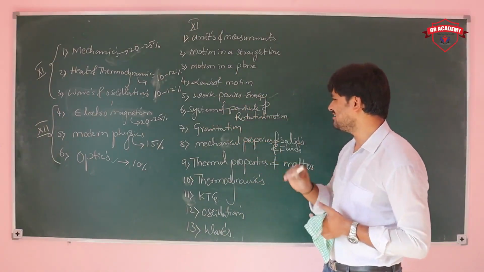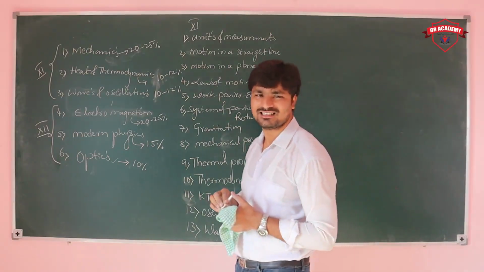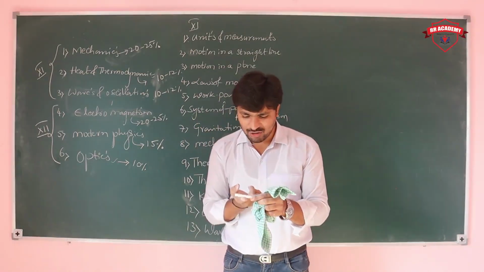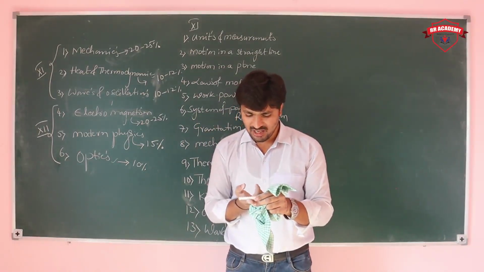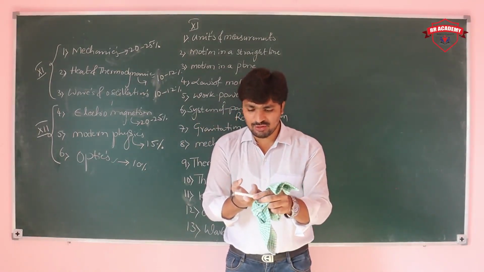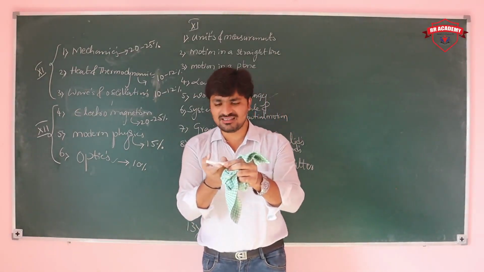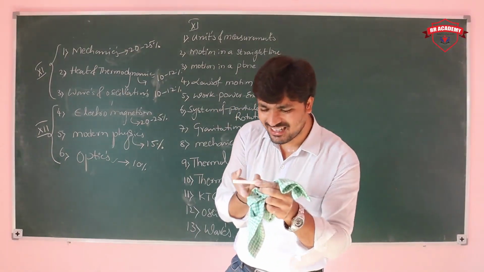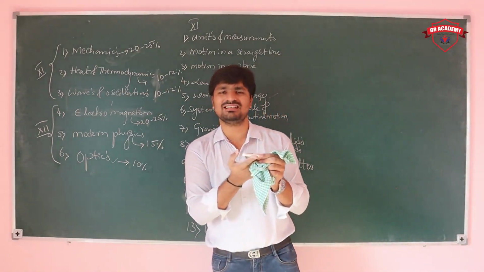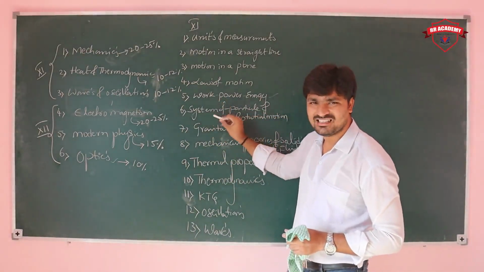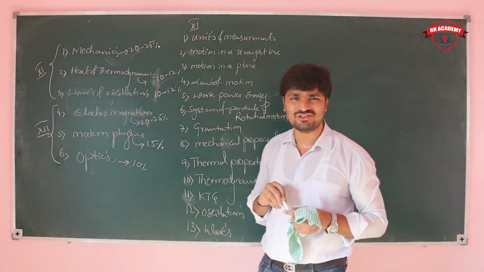Next, system of particles and rotational motion. System is nothing but I am considering this object. I can hold the object at the middle. But why am I not able to hold it here? Yes, because there is something here, an unknown center. That center is nothing but the center of mass. So that we are going to discuss here. Center of mass, and as well as rotational motion.